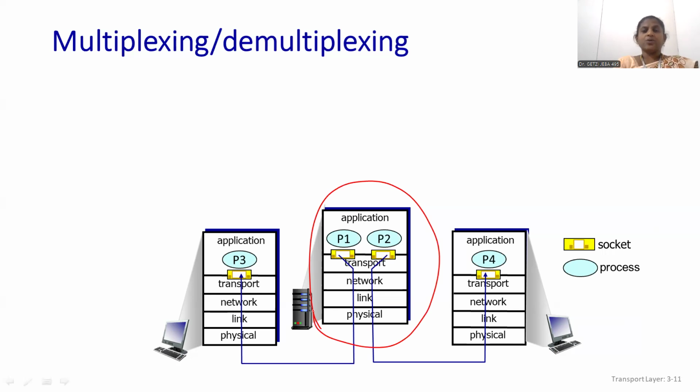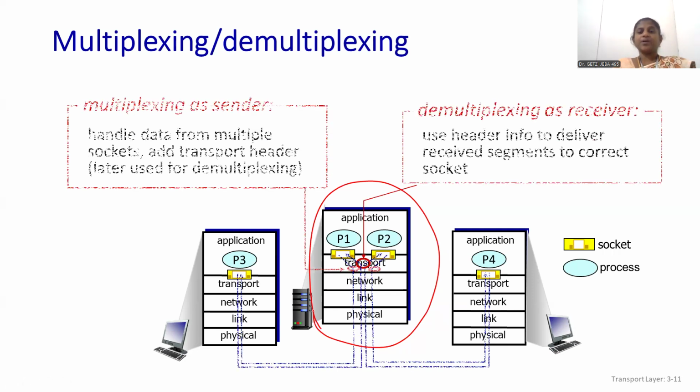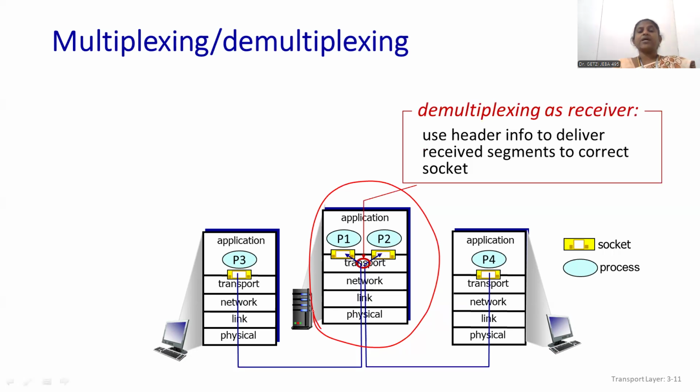See, P1 is also a process that is going to come out of the server. P2 is also a process that has to come out of the server. So now the transport layer makes sure that these two applications are multiplexed and it passes to a single networking layer where the IP address is embedded. Okay, and then it has to reach P3 and P4. So the multiplexing handles data from multiple sockets at the transport layer. Okay, and then demultiplexing, this header information is received.